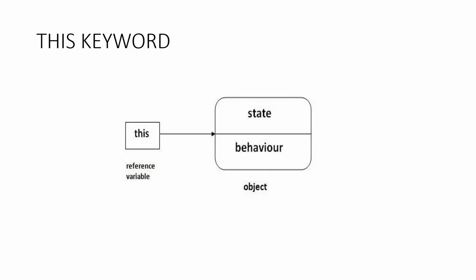Dhanesh here. In this video, I am going to discuss the this keyword. Let's start. So this keyword, from this diagram, you can understand it's a reference variable. It refers to the current object.